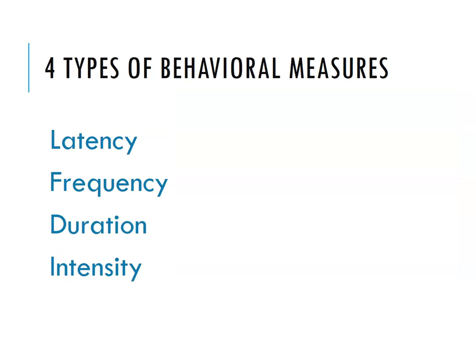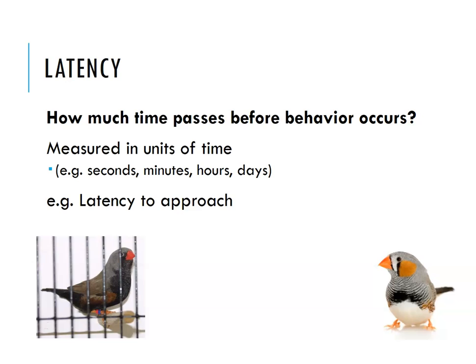Now, looking at behaviors, we have 4 different types of measures that are associated with the different types of behavior. We can look at latency of a behavior, the frequency of a behavior, the duration of a behavior, or the intensity of the behavior. These are pretty intuitive, but I'll quickly go through each one and talk about exactly what we mean by each of these terms. But again, they're pretty intuitive if you're thinking about the behaviors that the different animals are doing.